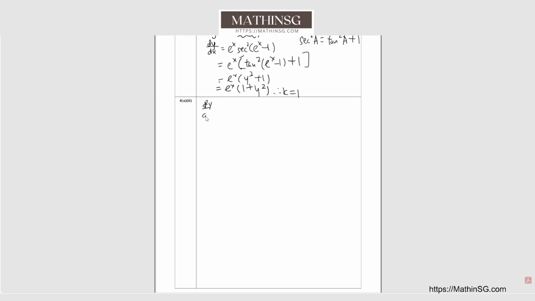d squared y/dx squared is equal to, I need to use product rule for this. So I'll keep e to the power of x, then differentiate 1 plus y squared, which gives me 2y dy/dx. Then I'll differentiate e to the power of x, which is still e to the power of x. Then I just copy 1 plus y squared. Notice e to the power of x (1 plus y squared) is the same as dy/dx. So I'll change this to dy/dx because it's easier to differentiate dy/dx as compared to e to the power of x (1 plus y squared). So this is what I'm going to do.